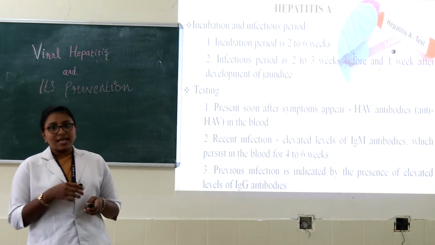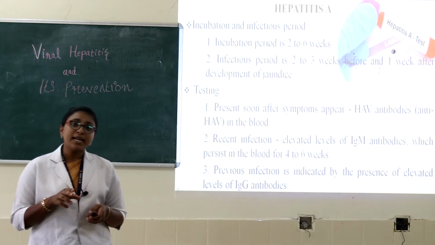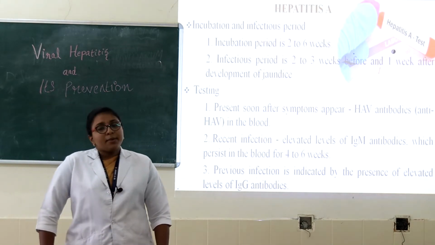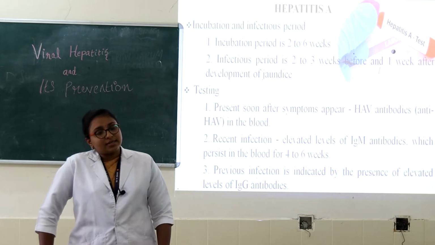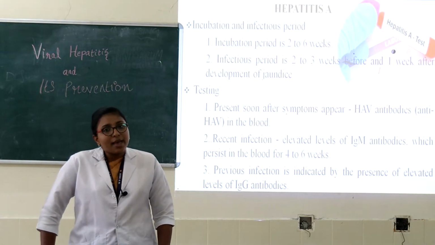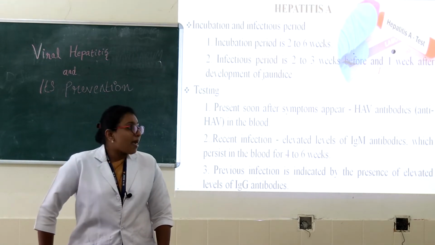Then we can see how we diagnose hepatitis A. Hepatitis A can be diagnosed by detecting antibody to hepatitis A virus in the blood. We do a serological test in which we detect antibody to hepatitis A virus, and also immunoglobulin M and G.